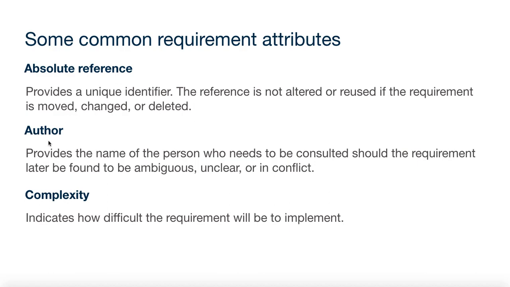The next one is the author. So you always need to provide the name of the person who needs to be consulted, if at all the requirement should change later on, or it is found to be ambiguous, unclear, or in conflict. So sometimes in some big projects there could be two BAs working on the project, or you would be pairing with a TL, or you would be pairing with a PO. So in some projects, if it's a technical card, sometimes the tech leads would enter a story, but that's not the right way.